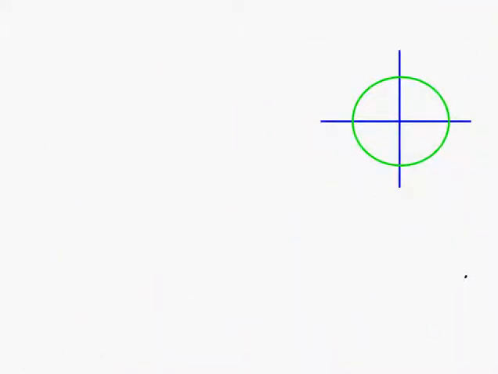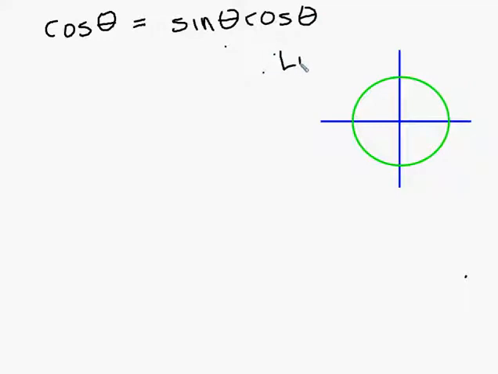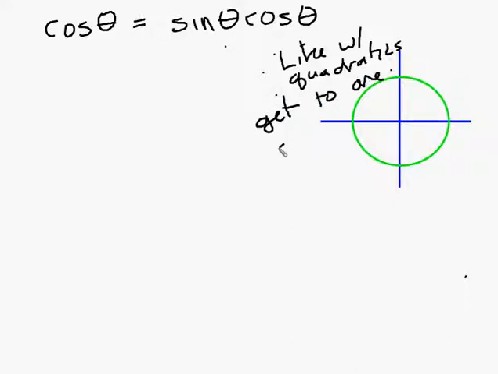So again, we're solving 0 to 360. I'm just going to do a couple more that are maybe tricky. Let's say I have cosine of theta equals sine of theta cosine of theta. Well, now I have a bunch of stuff, right? Our key, like with quadratics, so write this down, like with quadratics: get everything to one side and factor.